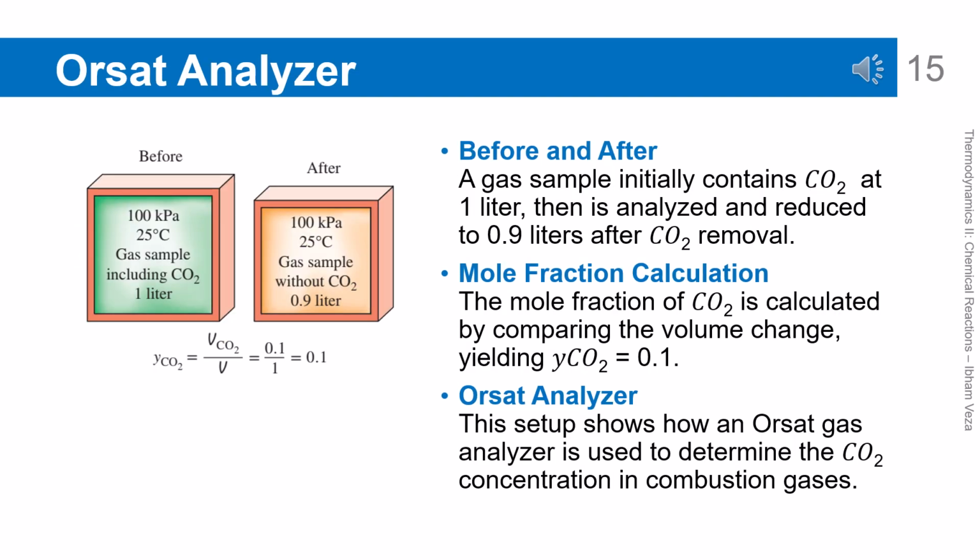ORSAT analyzer, measuring CO2 mole fraction. An ORSAT analyzer is used to measure the composition of combustion exhaust gases. In this example, after CO2 is absorbed, the gas volume decreases from 1 liter to 0.9 liter. From this, the mole fraction of CO2 is calculated as 0.1. This method is based on volume change at the same pressure and temperature. This technique is important for evaluating combustion quality in practice.